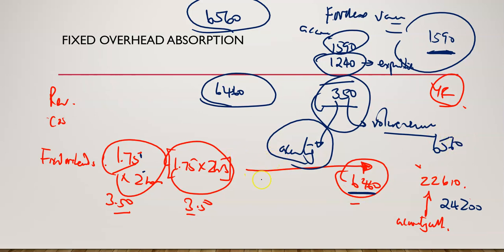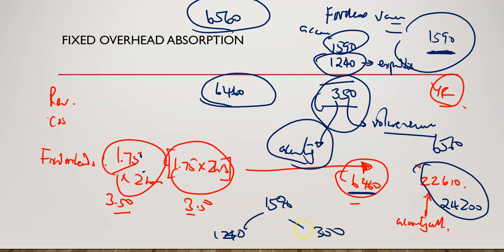So what am I saying? Overall, your accounting difference is 1,590, and I'm telling you that this difference really is due to the 1,240, which is your expenditure variance, and the 350, which is your volume variance. So that's the first bit that we need to kind of be happy with.